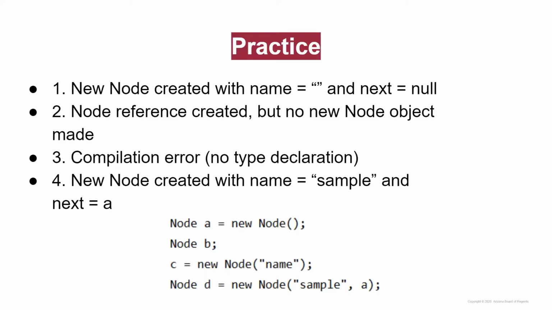All right, then number 4, we say node D equals new node, and then we have in quotes sample, comma, and then the letter A. And this makes use of our parameterized constructor with both information and a next object, or next node, reference. So the name is going to be sample, and the next object reference is going to be pointing to A, which we created in that first line.